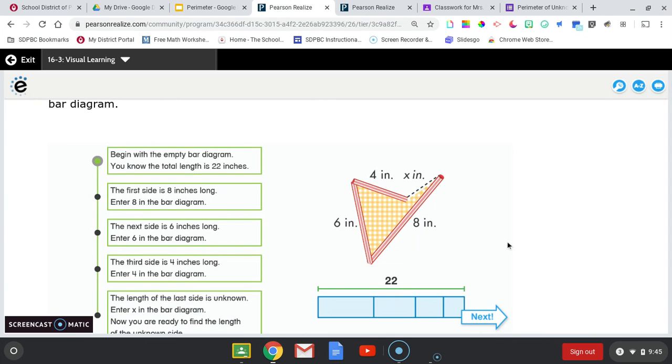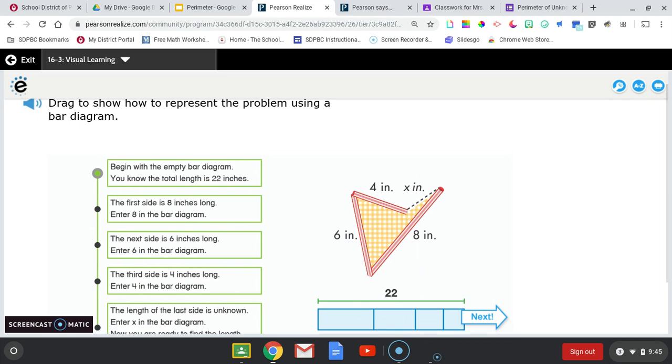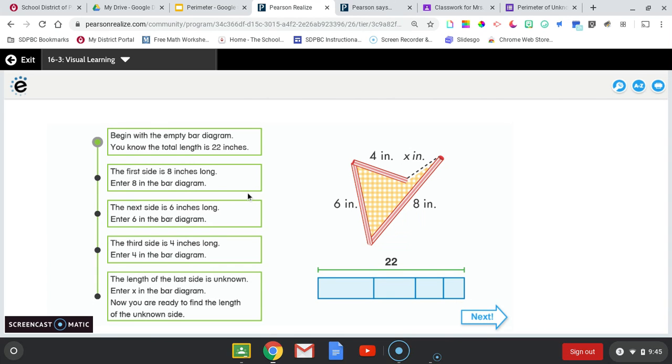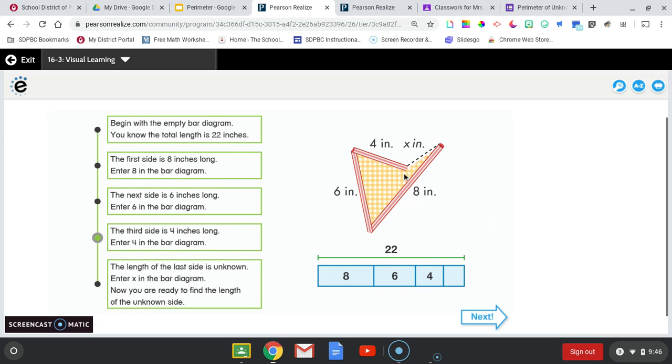Okay, so begin with an empty bar diagram. You know that the total is 22 inches. The first side is 8 inches. Enter 8 into the bar diagram. Okay, the next side is 6 inches long, so enter 6 in the bar diagram. The third side is 4 inches, so enter 4 into the bar diagram. And the length of the last side is unknown. Enter the x into the bar diagram.